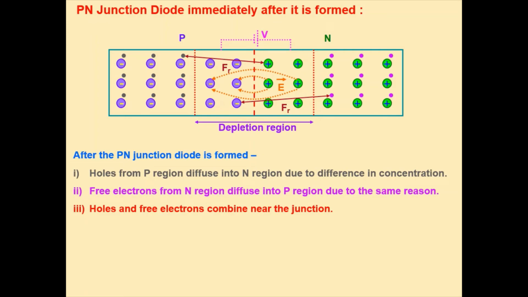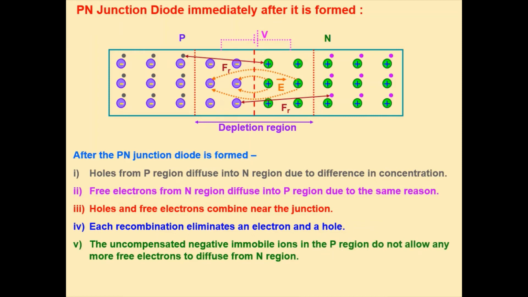As you can see in the diagram, the electrons which are diffusing from N side to P side combine with holes on P side, and each recombination eliminates an electron and hole. As electron and hole recombine, the electron-hole pair is eliminated.